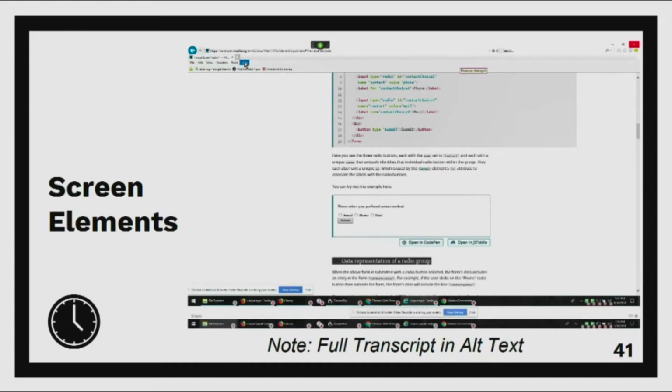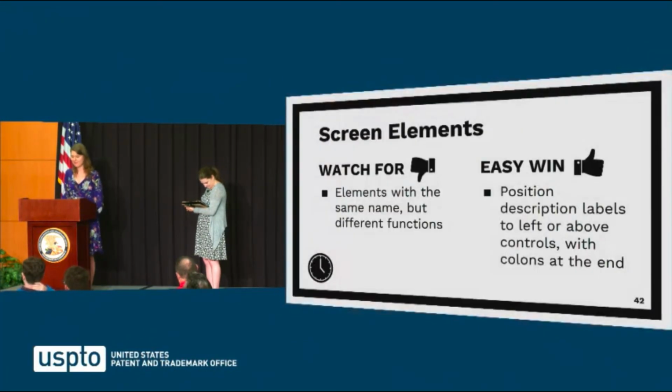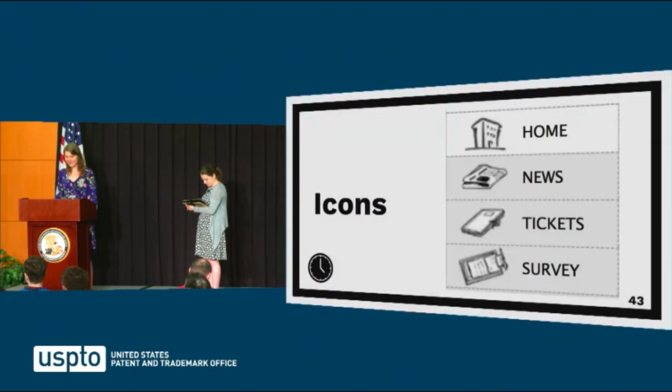So for time, we can go ahead and skip on to slide 42. There we go. So watch out for elements with the same name but different functions, and position description labels to the left or above controls. Next slide. All right, so slide 43, icons.